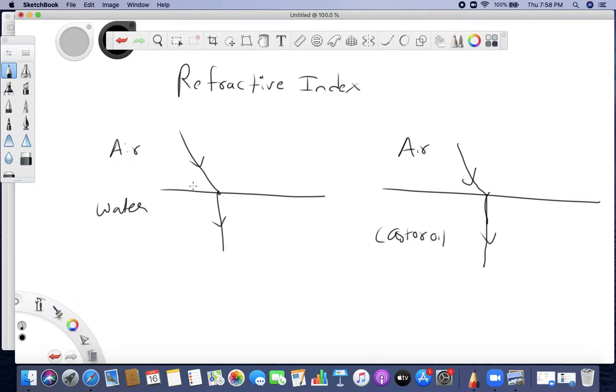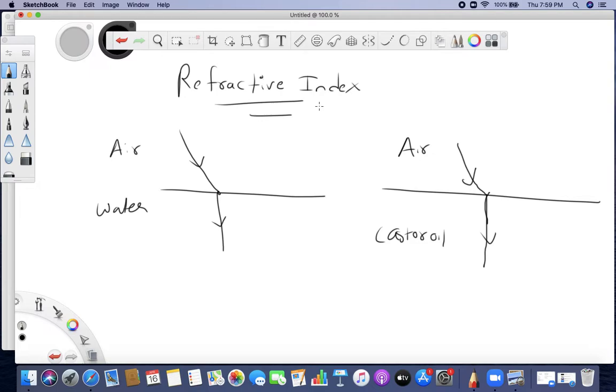So in simple words, I can tell you what refractive index is. If we need to measure how much light is bending, for water, when it moves from air to water, it bends a little, but when it moves from air to castor oil, it bends more than water. This measurement of how much light is bending is a quantity called refractive index.